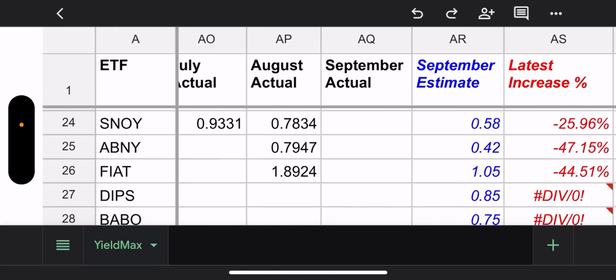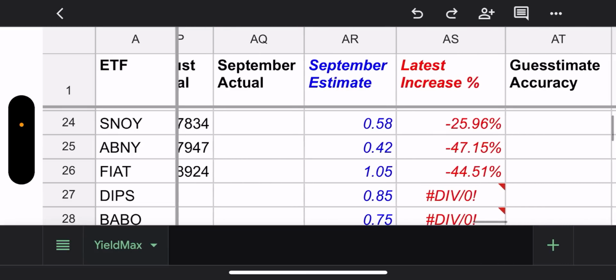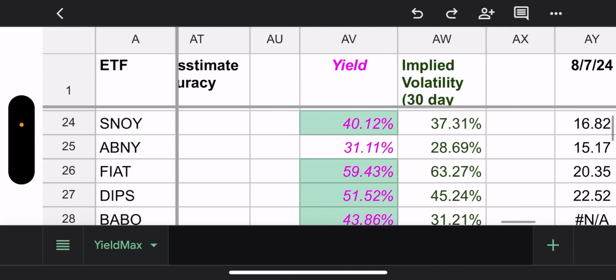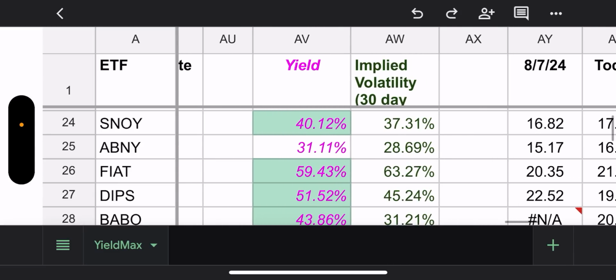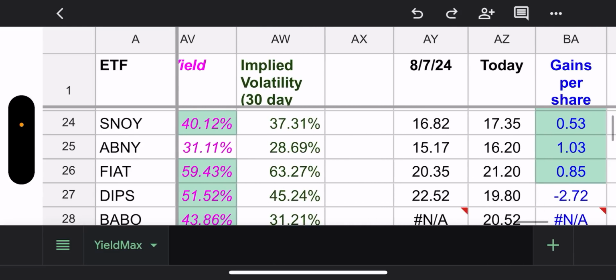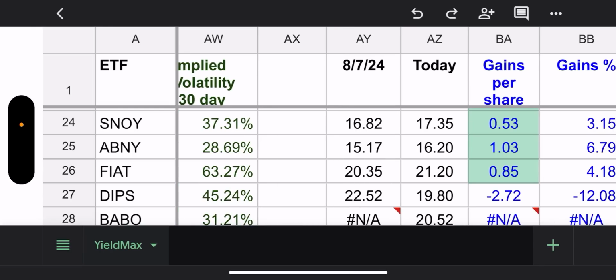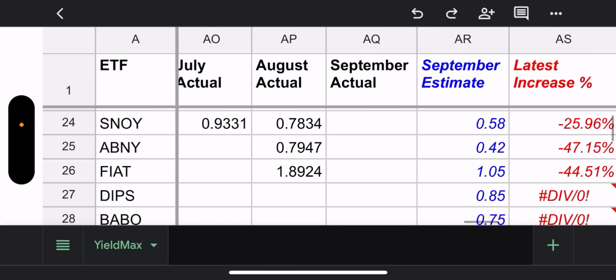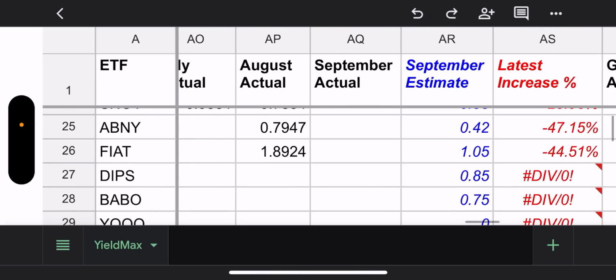SNOY, really crappy fund so far. They paid 78 cents last month. I'm going to estimate a decrease of 25% all the way down to 58 cents. That's still a 40% yield, which is above their IV of 37%. Gains per share only had 53 cents. I can't believe I just looked. They're at 17 bucks already. And then the next one, ABNY, is at 16 bucks. Like, what the hell? What are these guys doing?